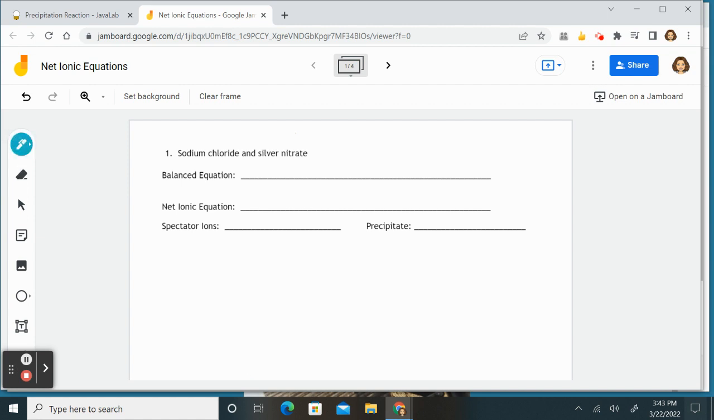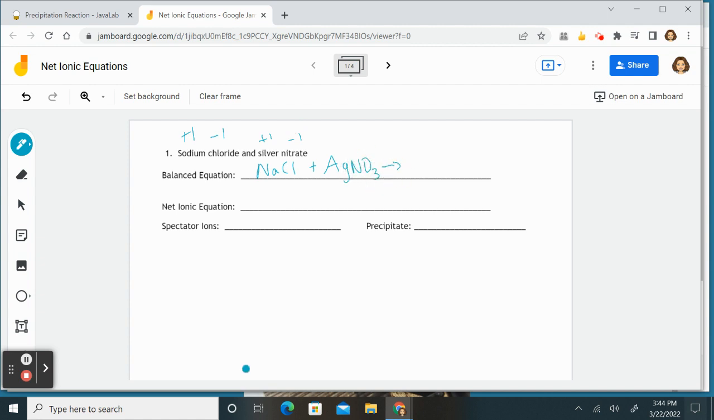Okay, so sodium chloride, right? Sodium's in group 1, so it's +1. Chloride is -1, so that is NaCl. That's going to react with silver nitrate. Silver, of course, is always +1, and nitrate is -1. So we have silver nitrate.